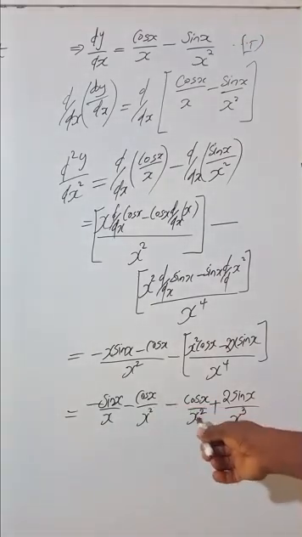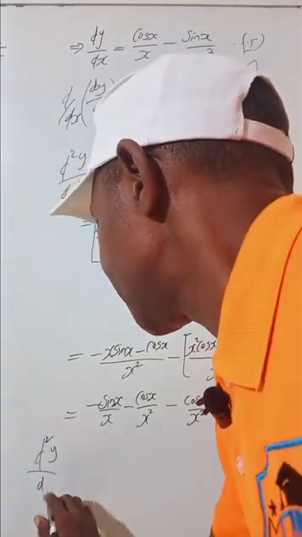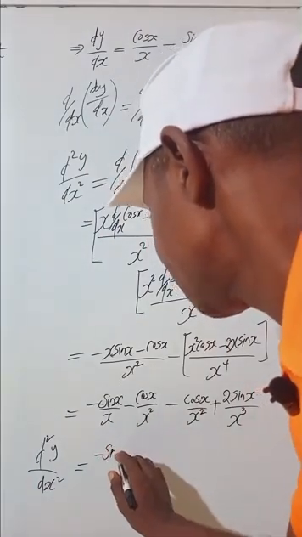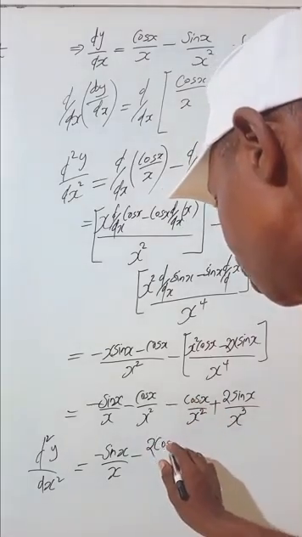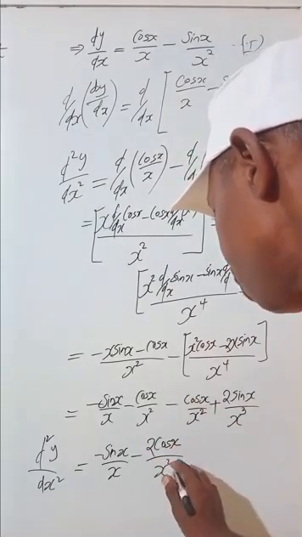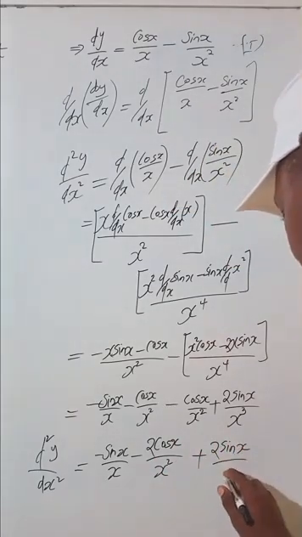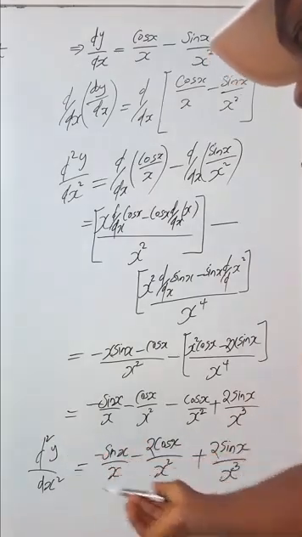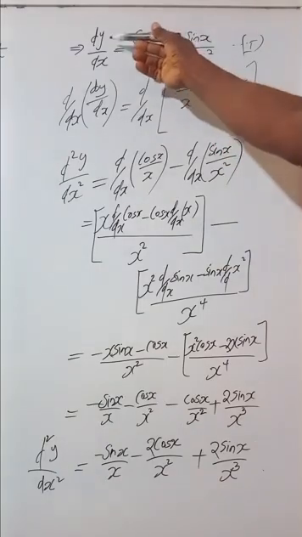This term is the same as this one, so we can collect like terms. Therefore, the second derivative with respect to x gives us minus sine x over x, then minus 2 cos x over x squared, then plus twice sine x, but this one has x cubic on the denominator. Now we have the second derivative of y with respect to x, and here we have the first derivative of y with respect to x.